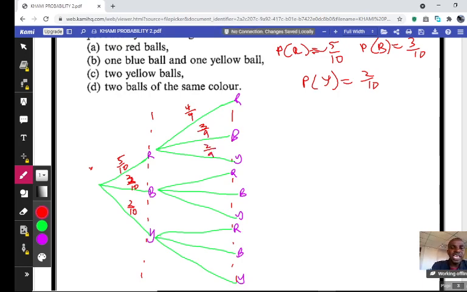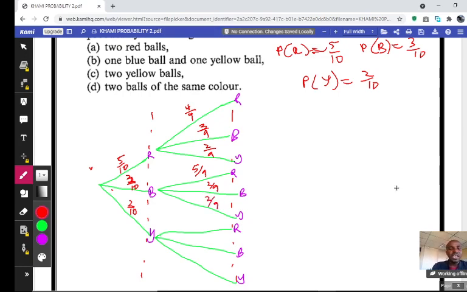Like this. Then on this second branch, please take note, I have picked a blue ball in this case. So if I have picked a blue, then it means the number of blue balls are the one that will be reduced by 1. And obviously, the total number of balls will also be reduced by 1. So in this case, the blue balls, they were 3, they will now be 2 over 9. Then the red balls, they will still be 5 over 9. And the yellow balls, they will be 2 over 9.